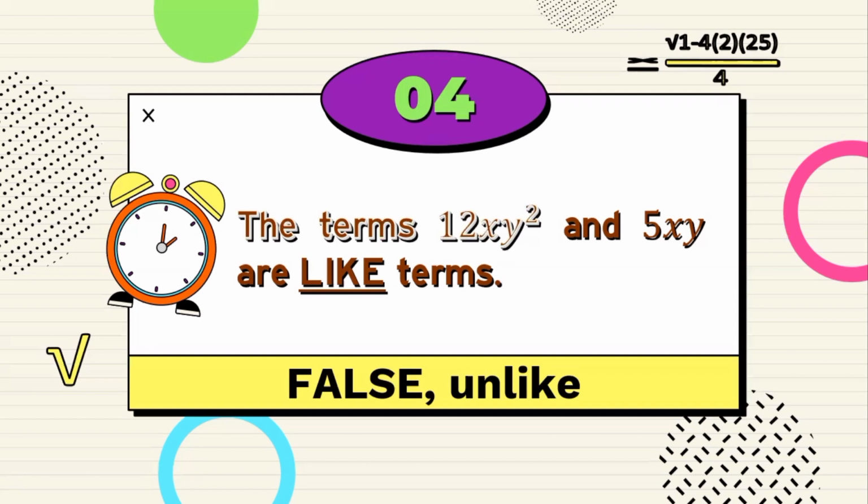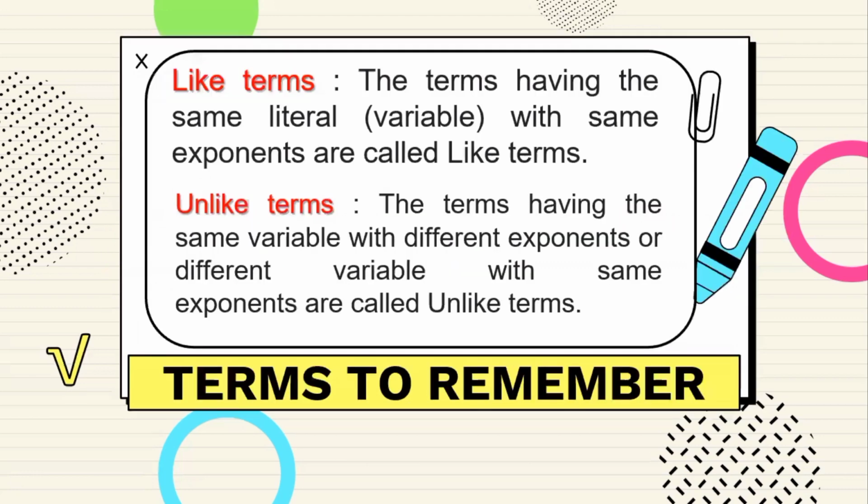So ang sagot po dyan, false po. Magkaiba po ang 12xy squared at saka 5xy. Okay? Bakit? Kapag sinasabi nating like terms, the terms having the same literal, or when I say literal, I am referring to variables with the same exponents. Okay? So they are like terms if the terms contain the same literal or variables having the same exponents.